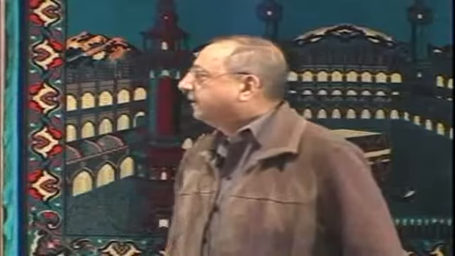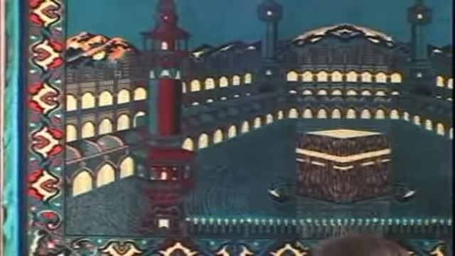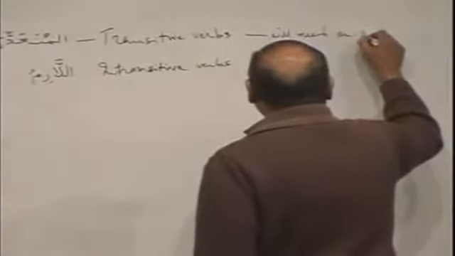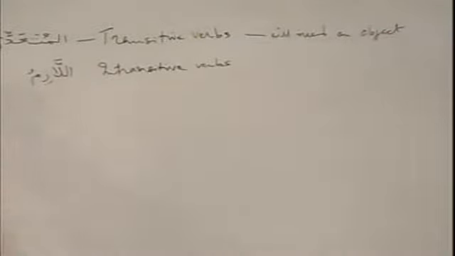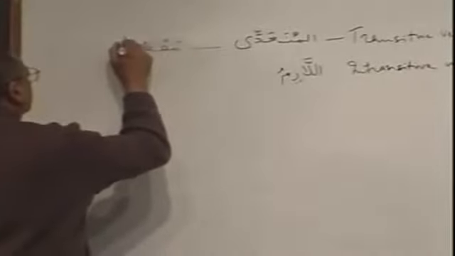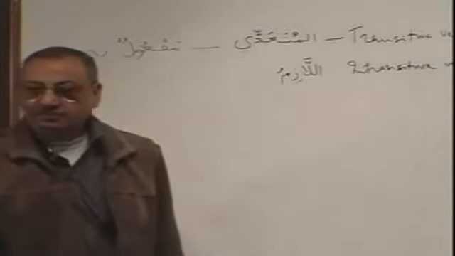Okay, now, a transitive verb, brothers and sisters, will need maf'ulun bihi, an object. Transitive verbs will need an object. What do we say in Arabic? It will need Maf'ulun Bihi.